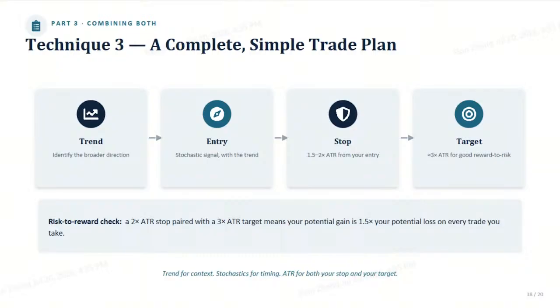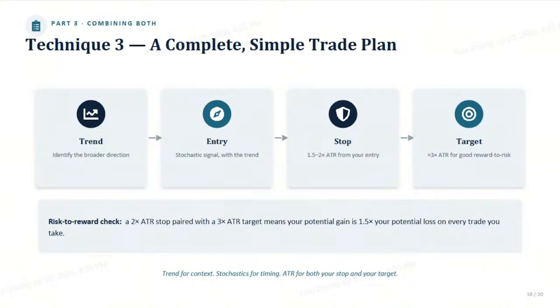Let's put together one complete, simple plan that uses both tools from start to finish, because that's ultimately the goal of today's lecture. Step 1. Identify the broader trend direction. Using simple price structure or a moving average, we want stochastic signals to work with the trend, not against it. Step 2. Wait for stochastics to reach oversold in an uptrend or overbought in a downtrend, and look for the %K and %D crossover inside that zone as your entry trigger.